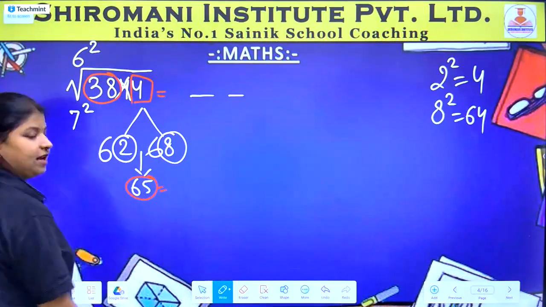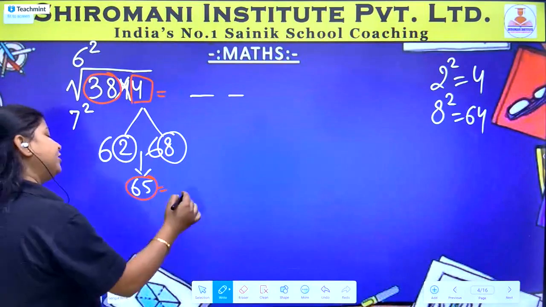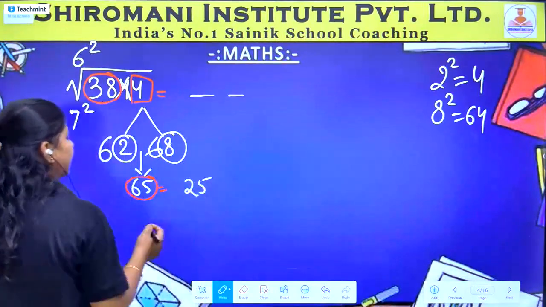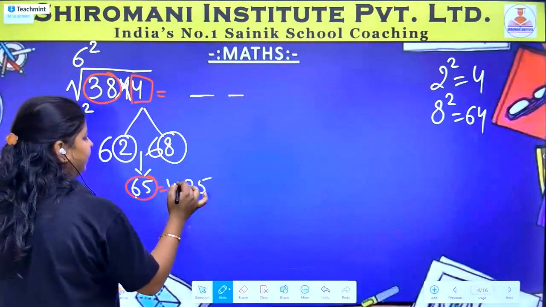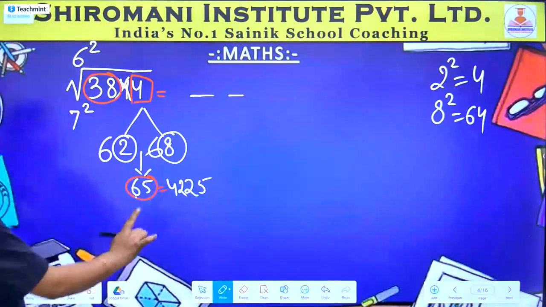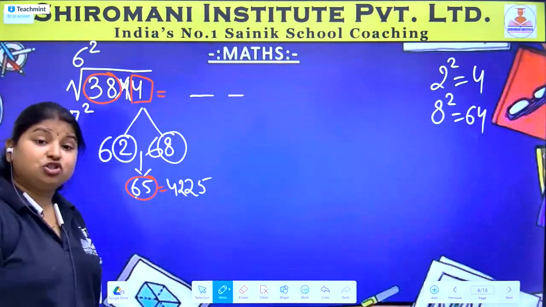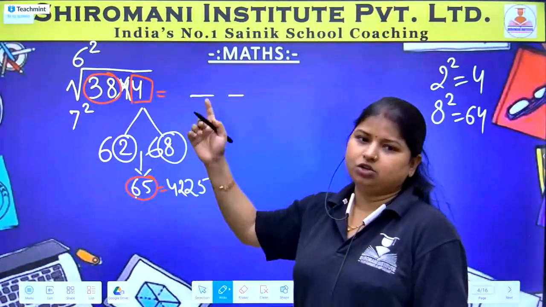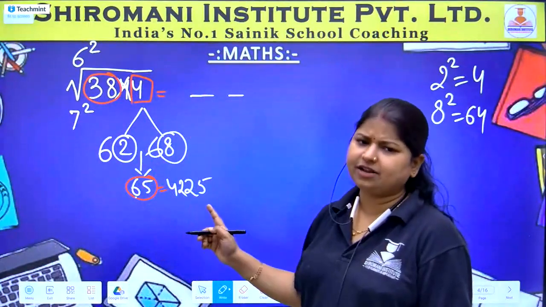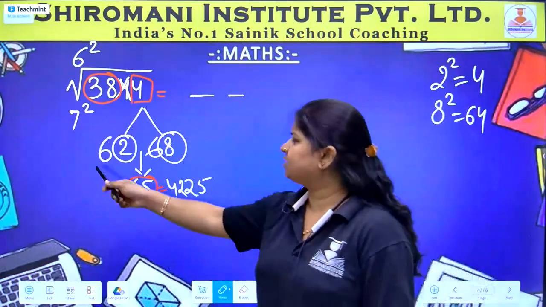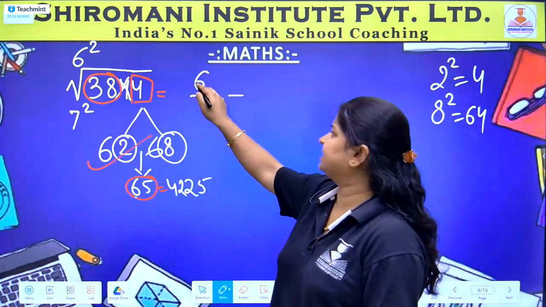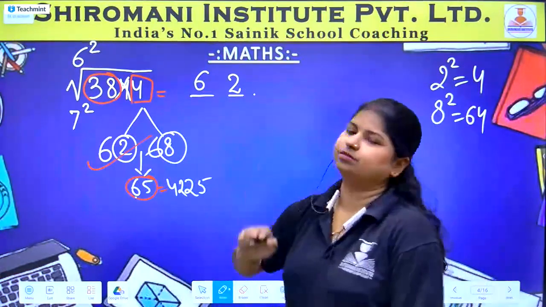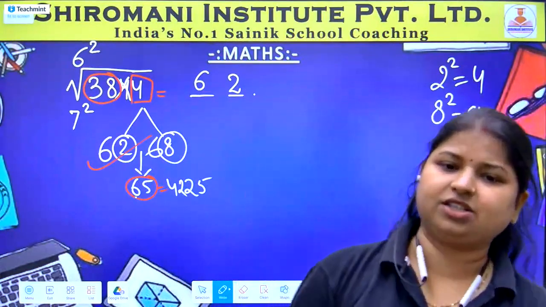That you can calculate within 1 second. 5 into 5 is 25 and 6 into 7 is 42. 4225. Now check whether your question is less or greater. So 3844 is less than 4225. So the lesser one will be my answer. That is 62.